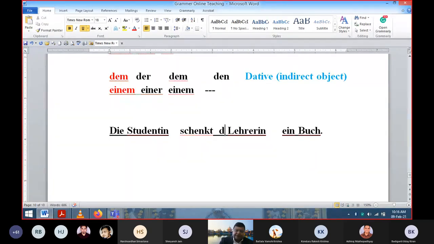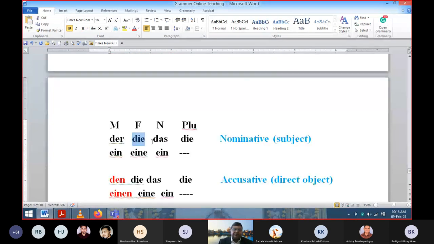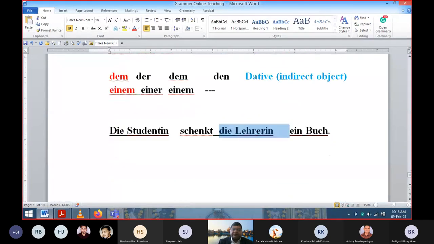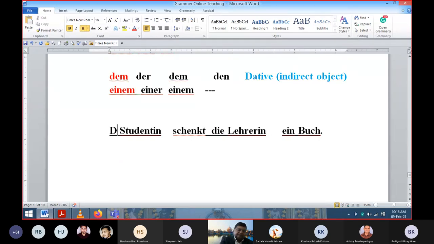Make the Lehrerin the subject. So definitely you will make it the subject, then it will be die Lehrerin, because it's feminine singular. So this is the subject now. And then what change will be here? Der. Yes, der Studentin. So you can rewrite the sentence by putting die Lehrerin in the beginning also. So you will make: die Lehrerin schenkt der Studentin ein Buch.